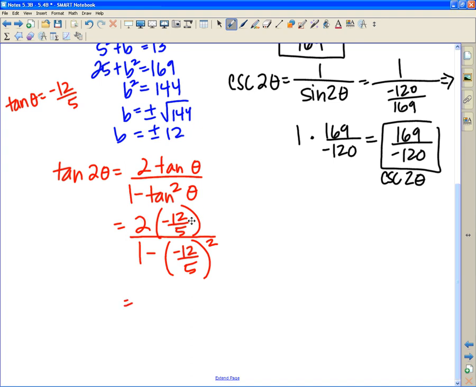2 times negative 12 fifths is really 2 over 1 times negative 12 over 5. Multiplying straight across, you get negative 24 divided by 5. I'm going to divide that by, order of operations, we have to do this exponent first. 1 minus, I need to square this. That would be 144 divided by 25.